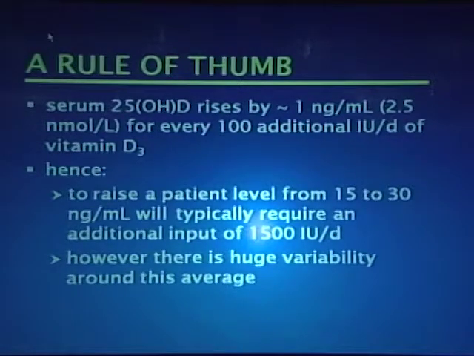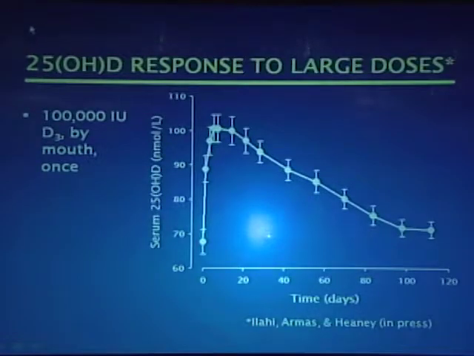So, to raise a patient from 15 to 30 nanograms would typically require an additional input of 1,500 international units per day. And the emphasis is on additional input. Whatever the patient had to get him or her to 15, is going to need an additional input of another 1,500 to get to 30. However, and I stress this, there's huge variability around this average, and we don't really know all the reasons for that.